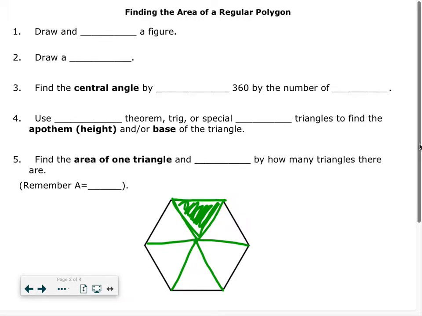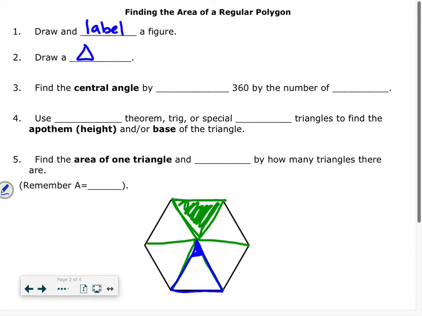So first I want you to draw the figure out on your piece of paper when you're working on your assignment, and make sure you label any information you know. I want you to simply draw in the triangle. You can draw in one or all of them, just one is necessary. You need to find the central angle. Now this is the angle we need to find.